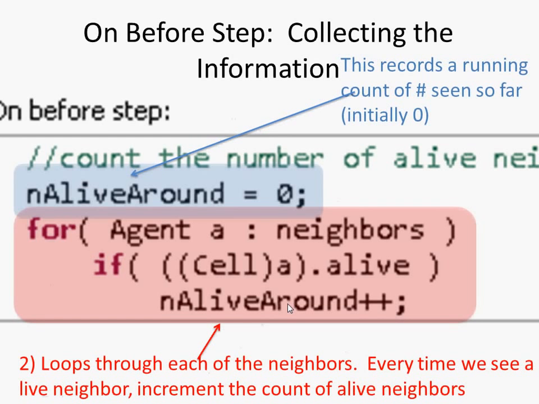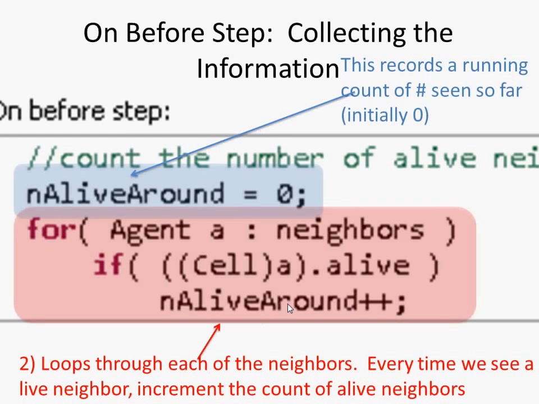Now, this thing with cell, basically what that's saying is, okay, look, this is an agent here. And we want to treat it as a cell, because we want to ask if it's alive. And not every agent has an aliveness property. We need to treat it as a cell, one of our types of agents that we've defined in this model. I know that this A is in my neighbors, that they're all cells, so I'm going to treat it like a cell and ask whether it's alive. That makes sense? Okay. So that's our little bit of code to collect the information.